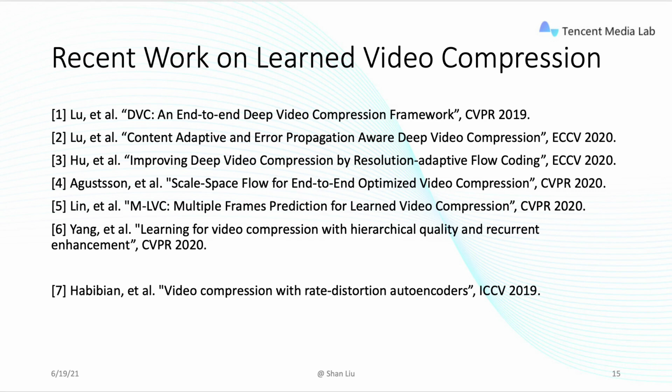References 1 to 5 only apply to unidirectional temporal prediction and composition, or P-frame compression, while reference 6 proposed an end-to-end learned framework for bidirectional or B-frame compression, and reference 7 presented an autoencoder approach. In the next few slides, I will briefly go through these works at a high level.